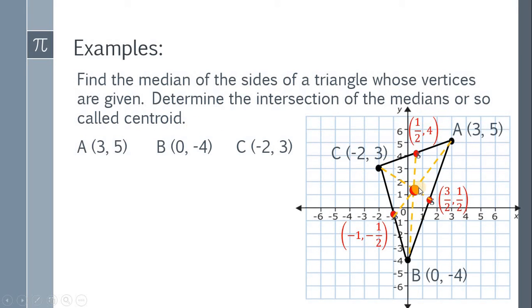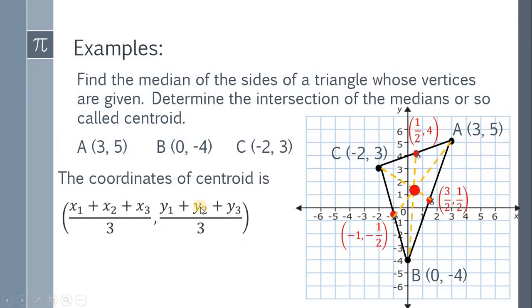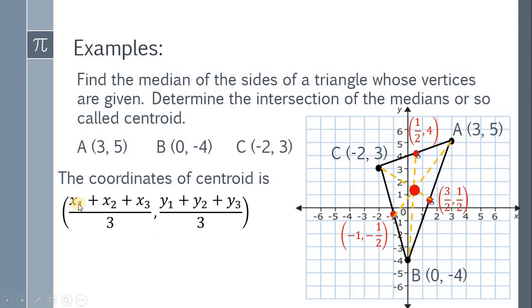So, paano natin mahanap yung centroid na yan? Okay, so meron tayong formula na gagamitin na may halos kinalaman sa midpoint. So, ito yung formula para makuha yung centroid. So, we have x sub 1 plus x sub 2 plus x sub 3 divided by 3, comma, y sub 1 plus y sub 2 plus y sub 3 divided by 3. Now, ang tanong, saan natin makikita yung x sub 1, y sub 1, x sub 2, y sub 2, x sub 3, y sub 3.